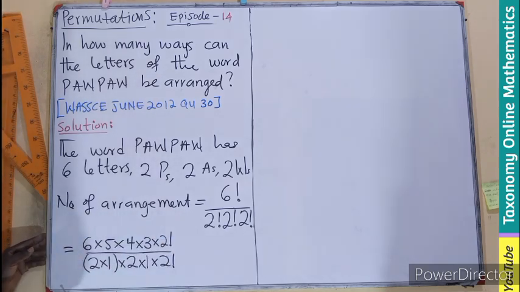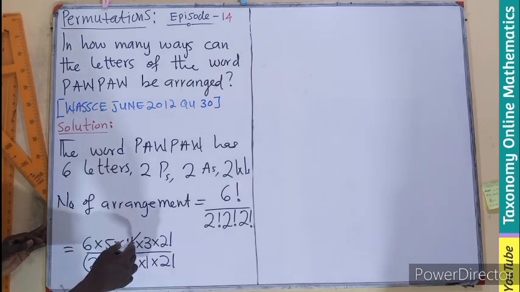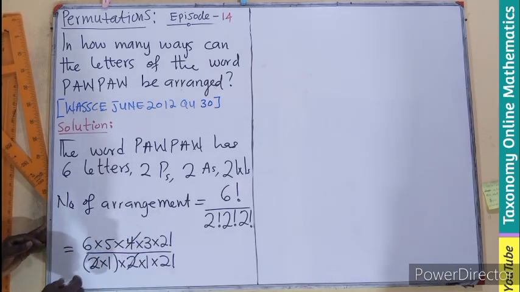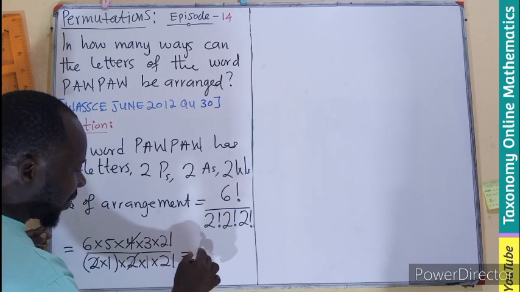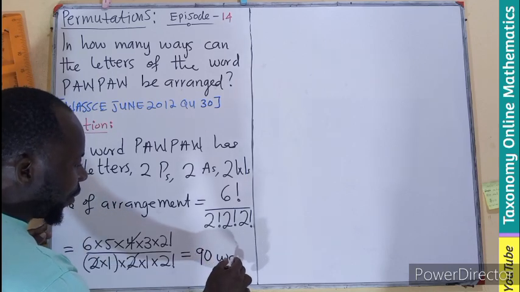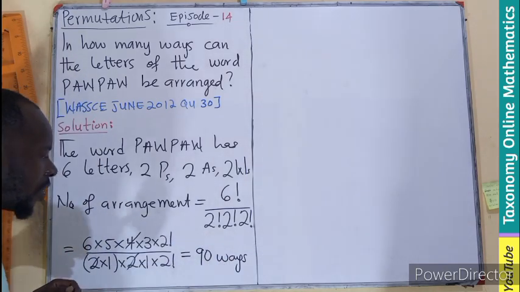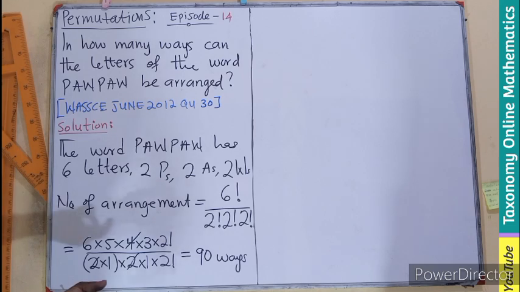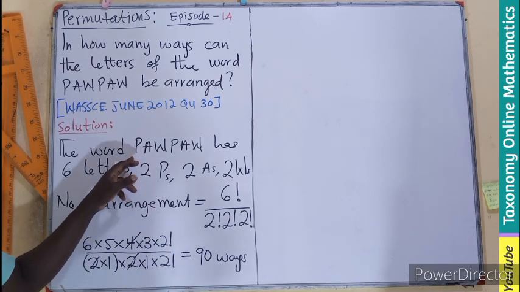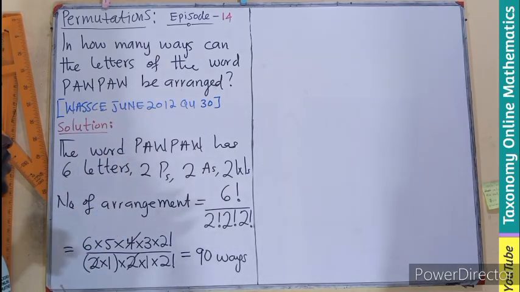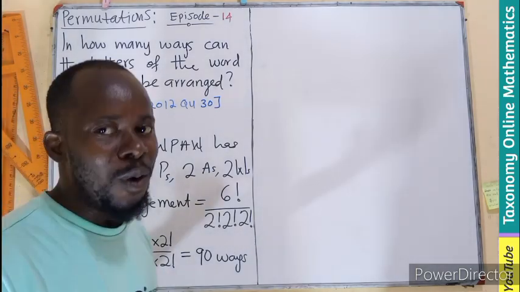Since this factorial is here, it will cancel. Now, this 2 will be 4, meaning this will cancel this and this. We should be left with only 6 times 5, 30. 30 times 3, that will give us 90 various ways or number of arrangements that we can be able to get if you want to arrange the letters of the word PAWPAW.